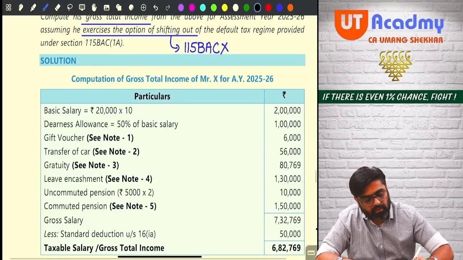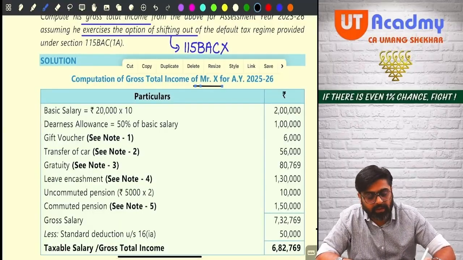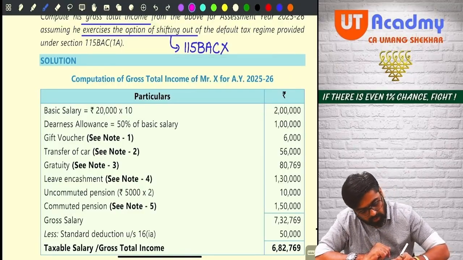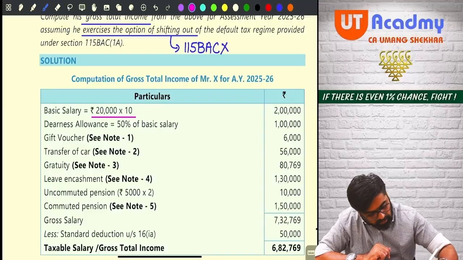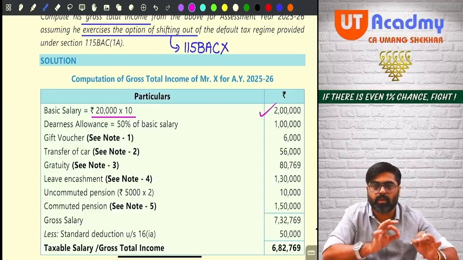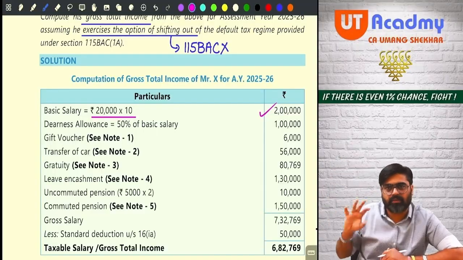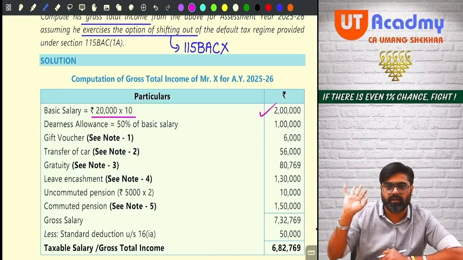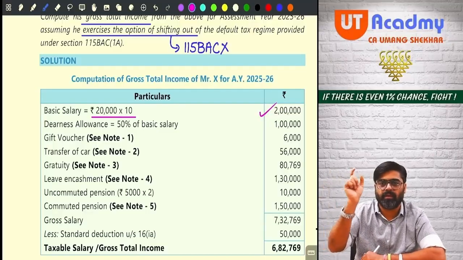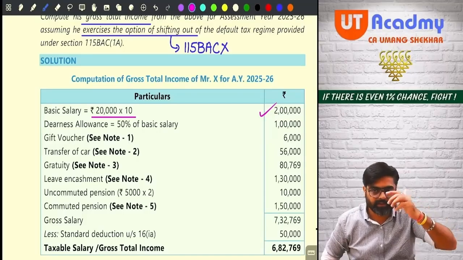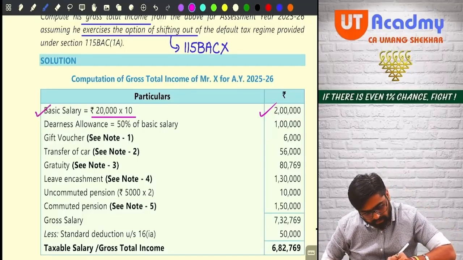Computation of gross total income of Mr. X for the assessment year 25-26. He is receiving a basic salary of 20,000 into 10 amounting to 2 lakh rupees taxable. Any problem here? So you will make a salary statement. In that salary statement, you will write basic salary. In the bracket 20,000 per month into 10 months, 2 lakh rupees in the outer column, taxable. Done everyone? Next one.